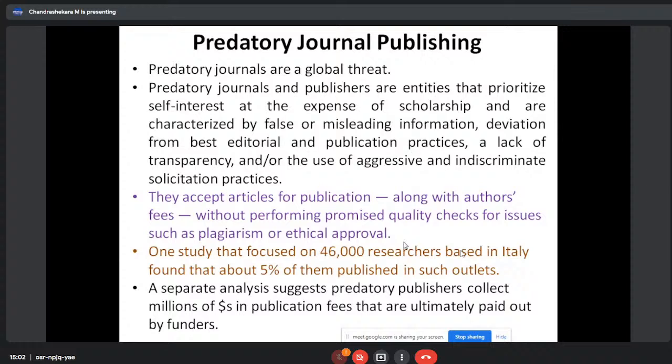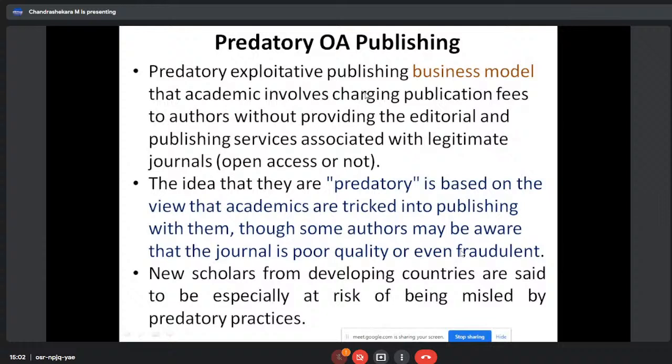One study that focused on 46,000 researchers based in Italy found that about 5% of them published in such outlets. Such publishers collect millions of dollars in publication fees that are ultimately paid out by funders. This is the predatory, exploitative publishing business model. The idea that they are predatory is based on the view that academics are tricked into publishing with them, though some authors may be aware that the journal is poor quality or even fraudulent. New scholars from developing countries are said to be especially at risk of being misled by these predatory practices.